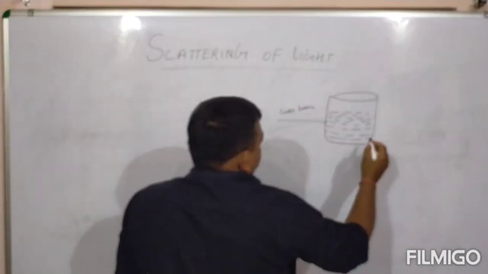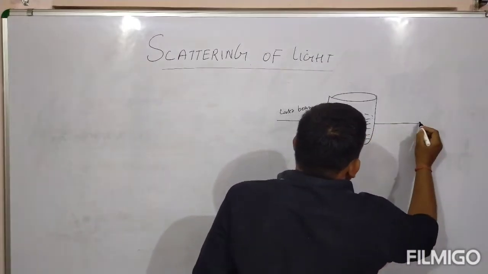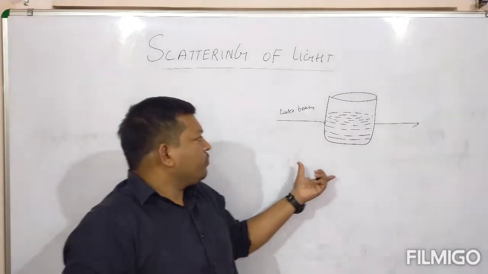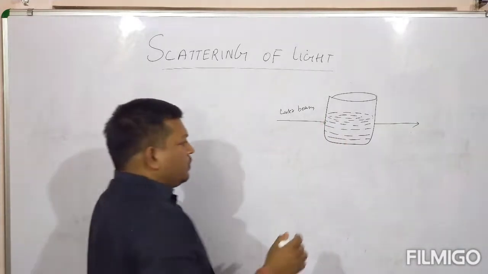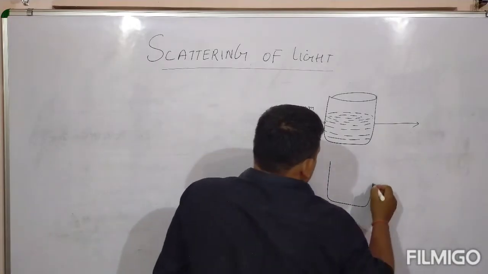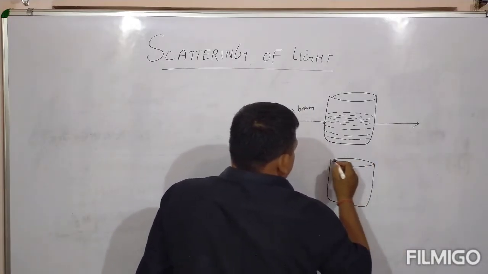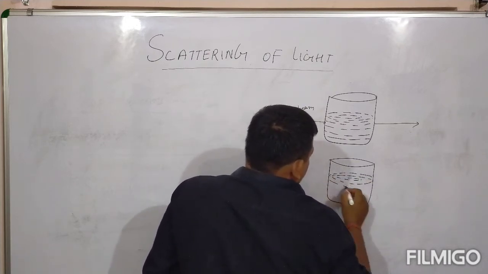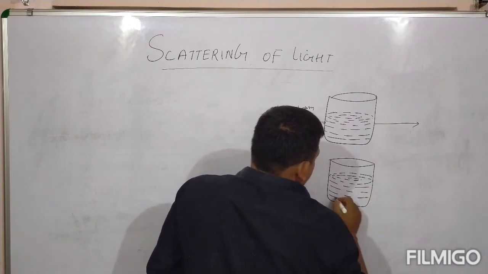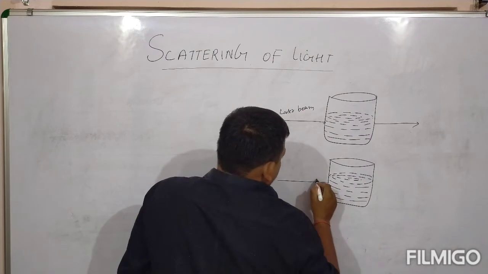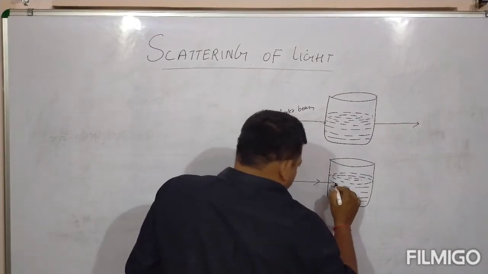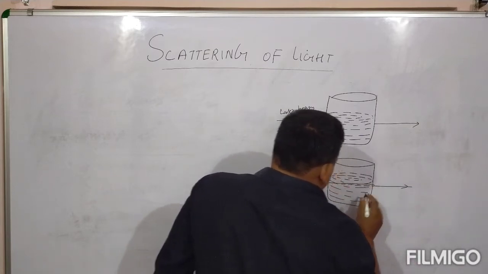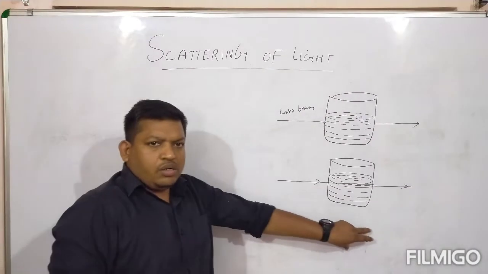What happens? The laser beam will pass through the glass of water and it is not visible inside the glass. Now put some milk in this glass and again pass the light beam. This is a mixture of water and milk. Now pass the same laser beam through this solution. This beam will be clearly visible. The beam will be visible inside the glass.